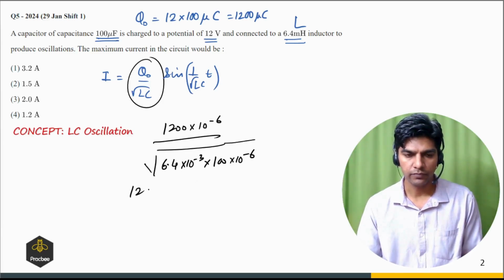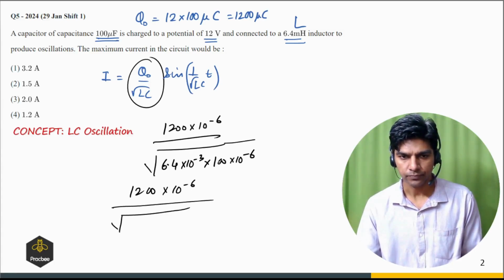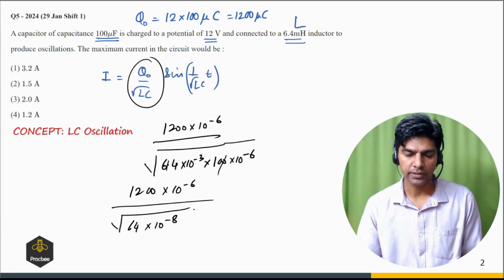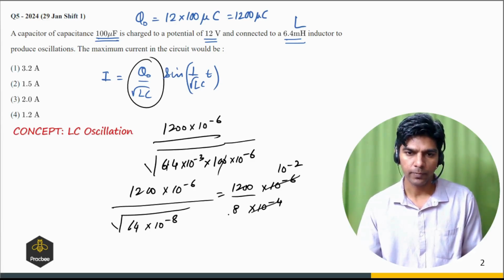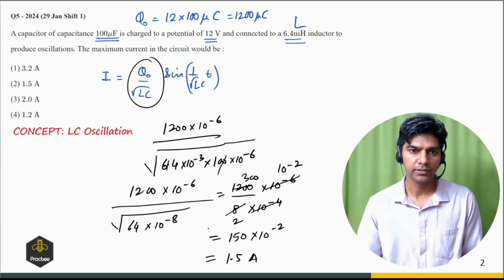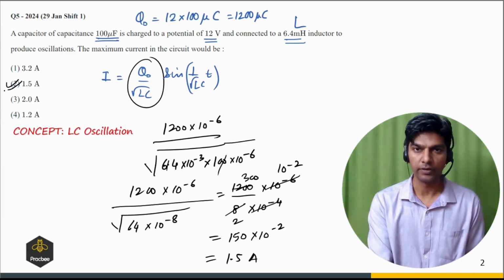So this will be 1200 into 10 raised to power minus 6, and in the denominator we can remove this decimal and we will get 64 into 10 raised to power minus 8. So that will be 1200 divided by 8 into 10 raised to power minus 4 times 10 raised to power minus 6. So this will be 10 raised to power minus 2, and this will be 300, which is 150 into 10 raised to power minus 2, which is 1.5. So 1.5 ampere is the maximum current. So option 2 is the right answer.